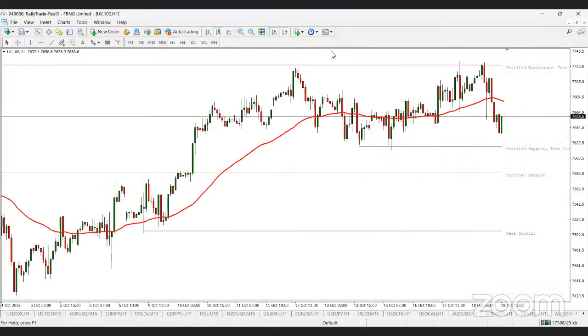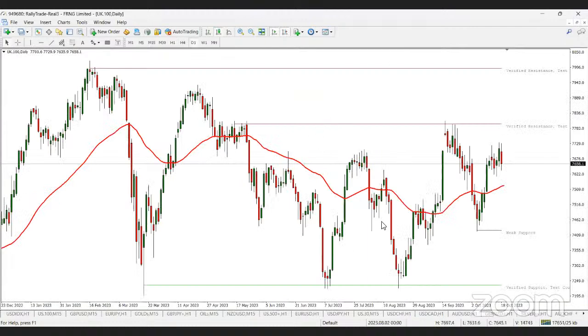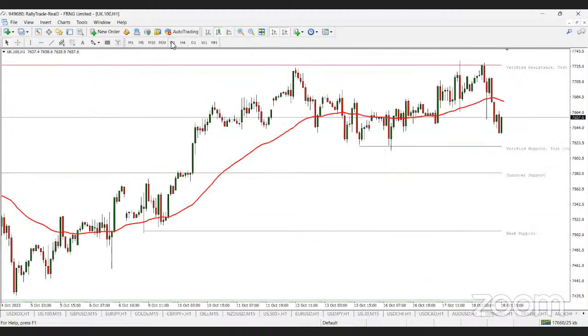Okay, for UK 100, let's look at it on daily time frame. It had a lot of bullish move, and today it's been trading bearish, just like most indices have been trading bearish today.